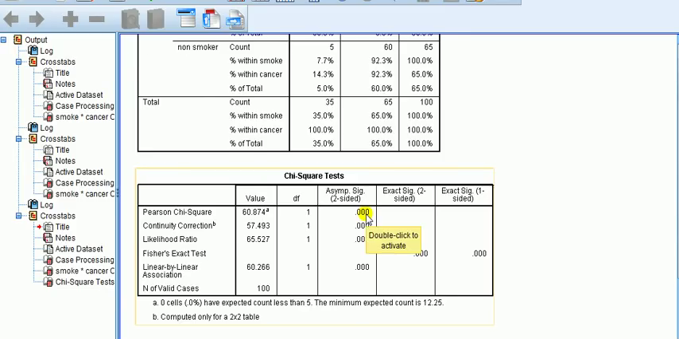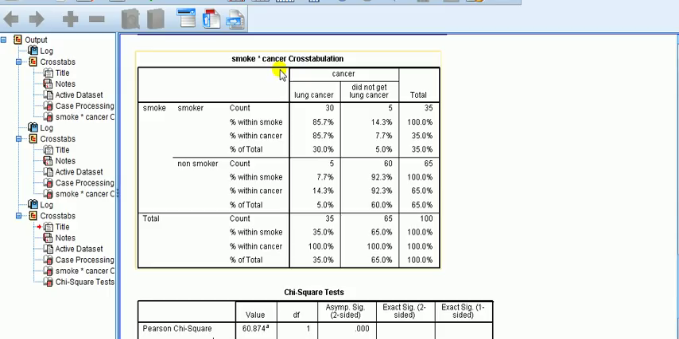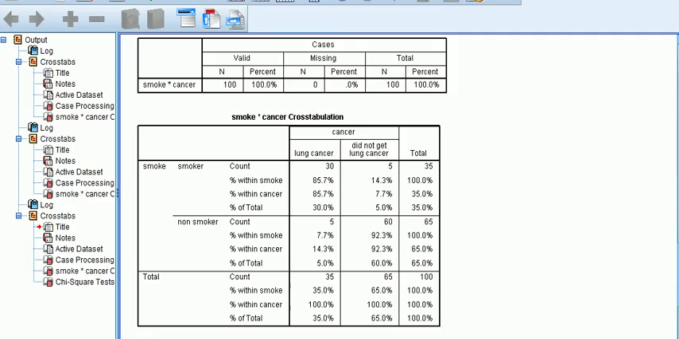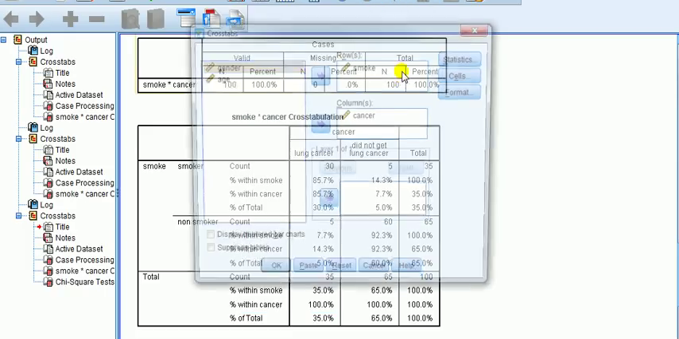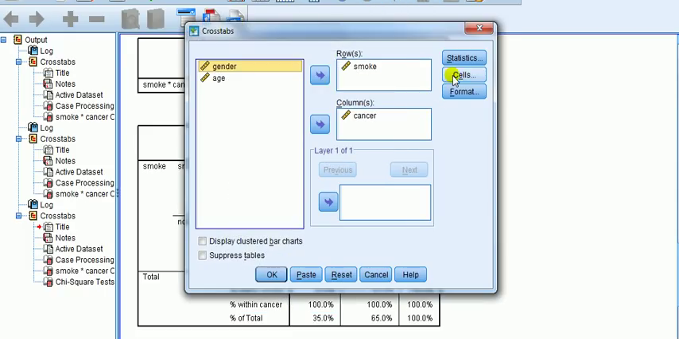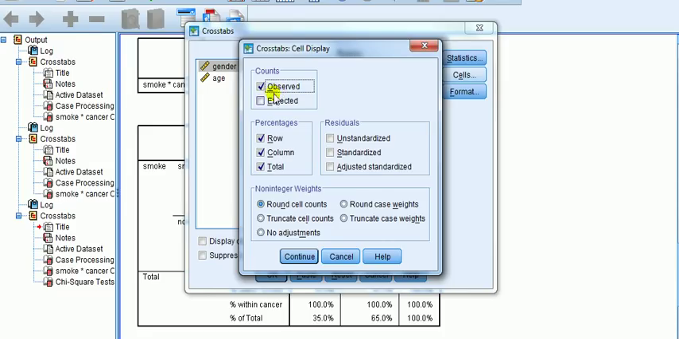Okay, if you're still in the dark there, let's just run this thing but with the expected cell values and you'll see what I mean. So we'll go to analyze again, and let's see, where is it? Descriptive stats, crosstabs, and we want expected, not counts, we want expected.